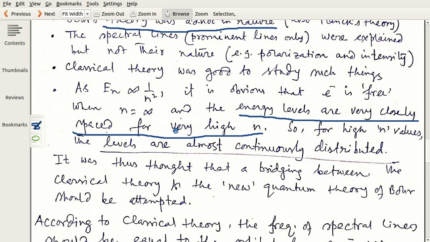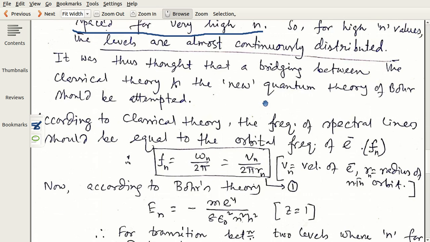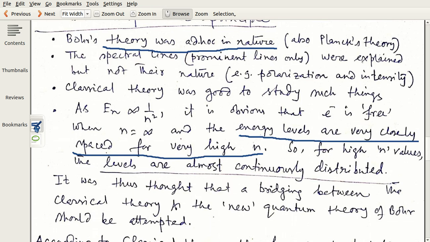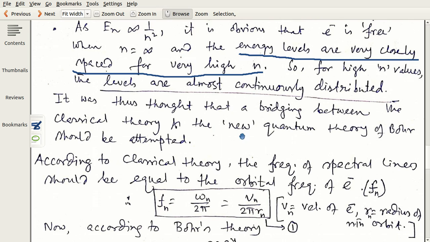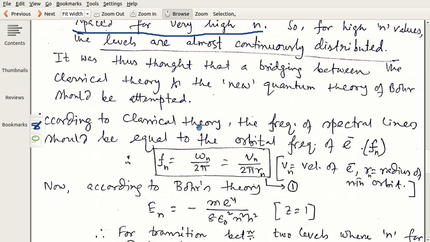This has very important consequences, and we will see whether the classical theory is really applicable for very high values of n. It was thought that there are some failures in this, mainly that Bohr's theory cannot tell us about the polarization or intensity of the spectral line. At that point of time it was thought that a bridge between classical theory and the new quantum theory of Bohr should be attempted.